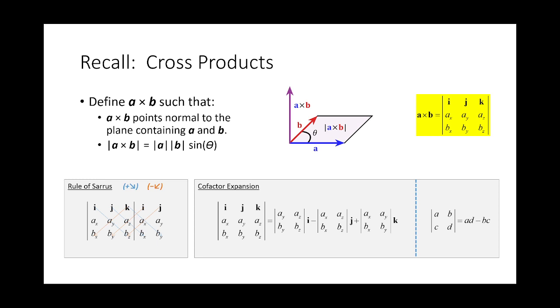Now, how do you compute the area of this parallelogram? If you know the length of A, and you know the length of B, and you know this angle, the area of this parallelogram is the length of A times the length of B times the sine of theta. So one of the things that the cross product can do, and again, we haven't really worried about this because it hasn't really mattered for what we've been doing in statics, but you can use the cross product to determine the angle between two vectors, right?